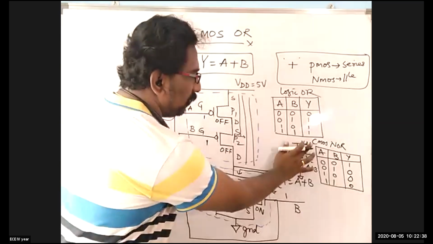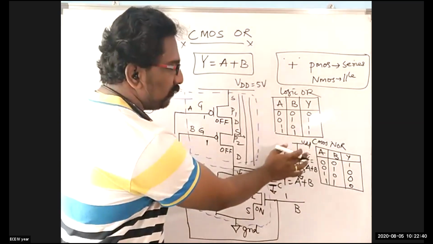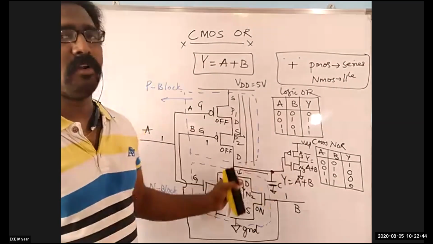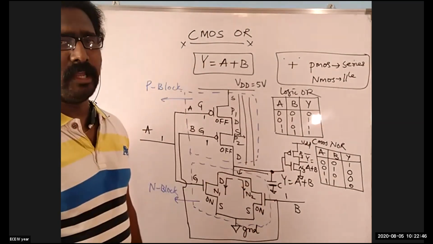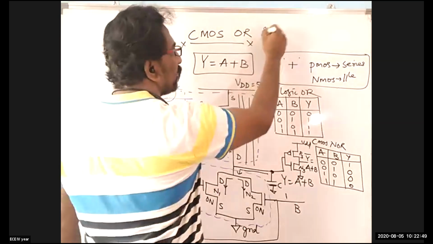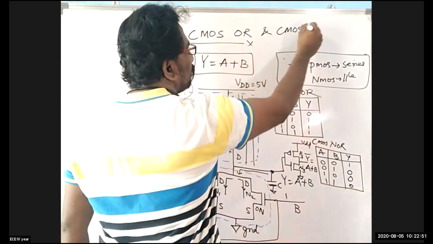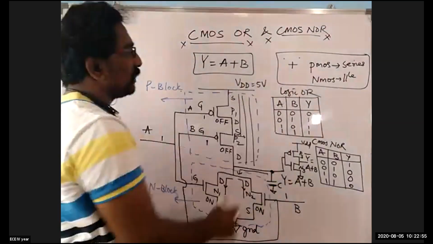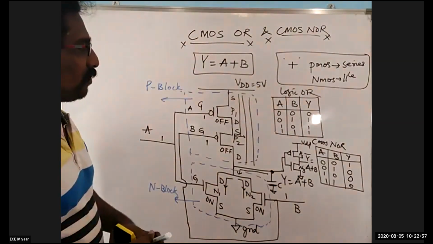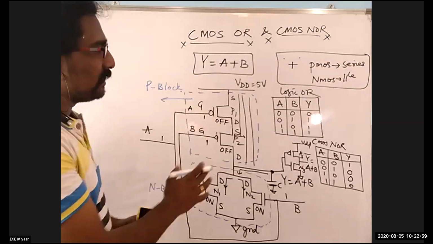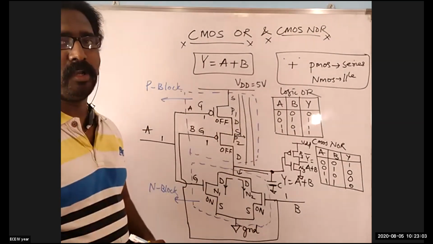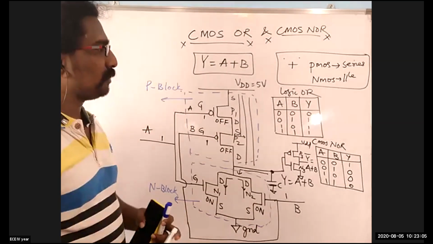Without this CMOS inverter, we call it a CMOS NOR gate, and with the CMOS inverter, we call it a CMOS OR gate. So this is for the CMOS NOR gate and OR gate. This is the structure, how we are supposed to draw and how to realize the structure by using the truth table of the logic gate. I hope you all understood this particular concept.